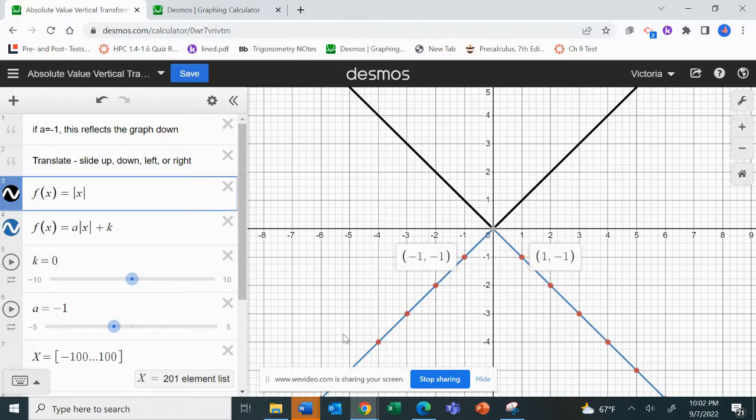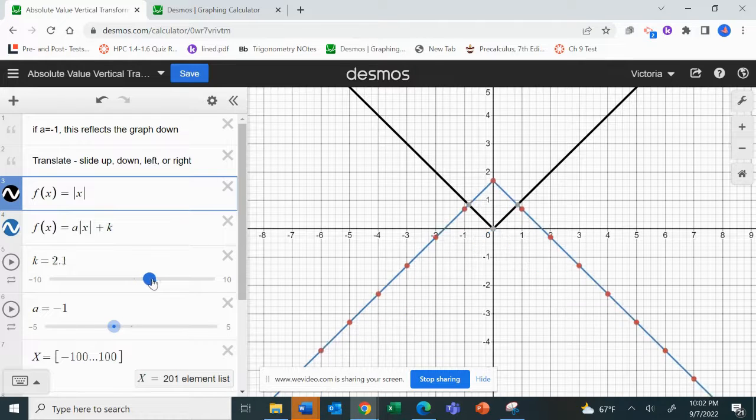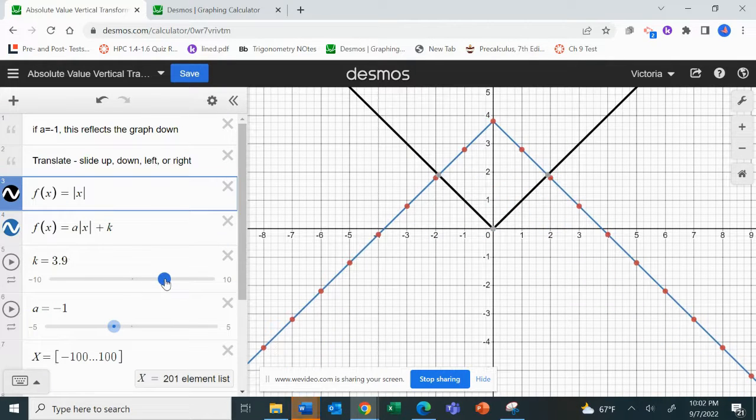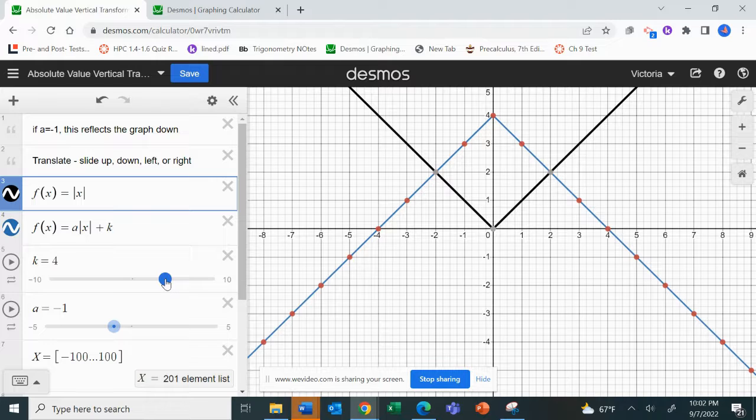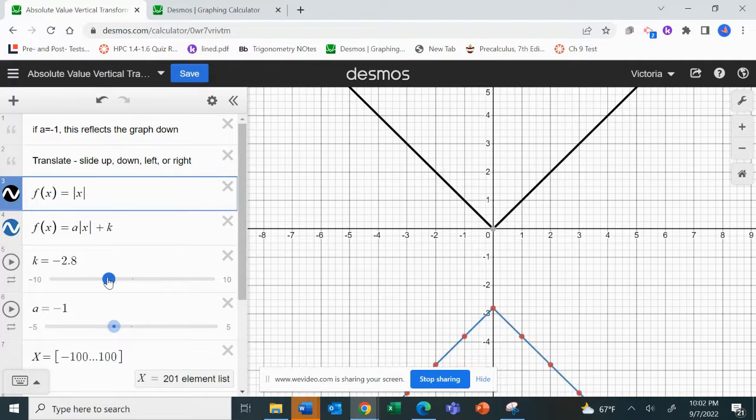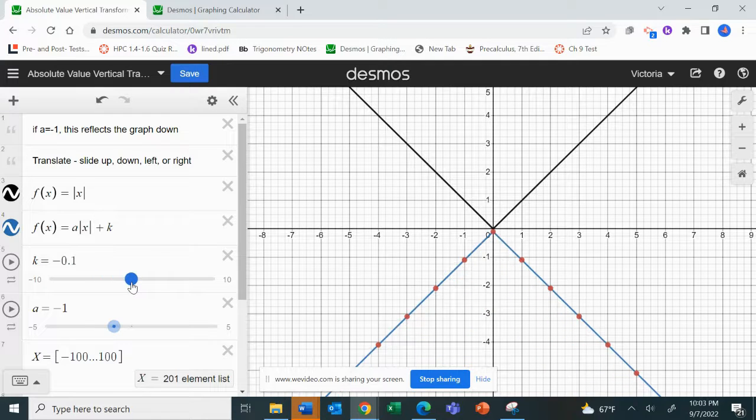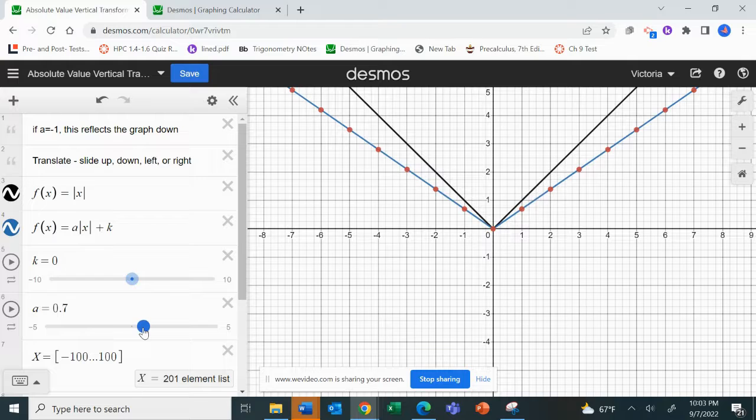And then what we also did is we had a negative absolute value of x. So A right now is -1, and we took our k value and changed that. So you can see if I have k plus 4, it's going to move it up 4, but it's also flipped down. Or if I have k minus 3, it flipped it down and it moved it down 3. So put k back at 0, and I'm going to take A and move it back to 1.